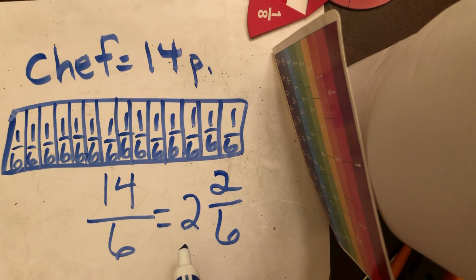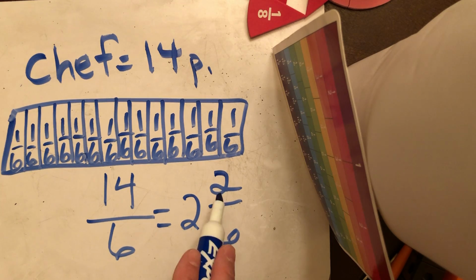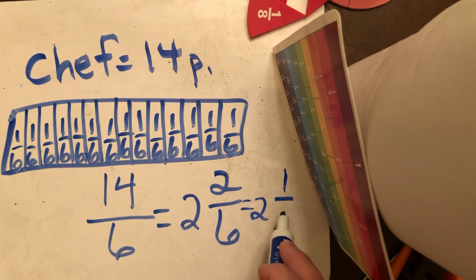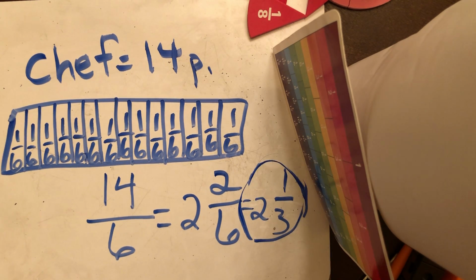So you would have how much? It says 14 pizzas. Each pizza takes 1/6 of a pound. So now you know that for this you need 2 pounds and 2/6, or you can reduce that to 2 1/3. So for the pizzas we need to buy 2 1/3 pounds of cheese.